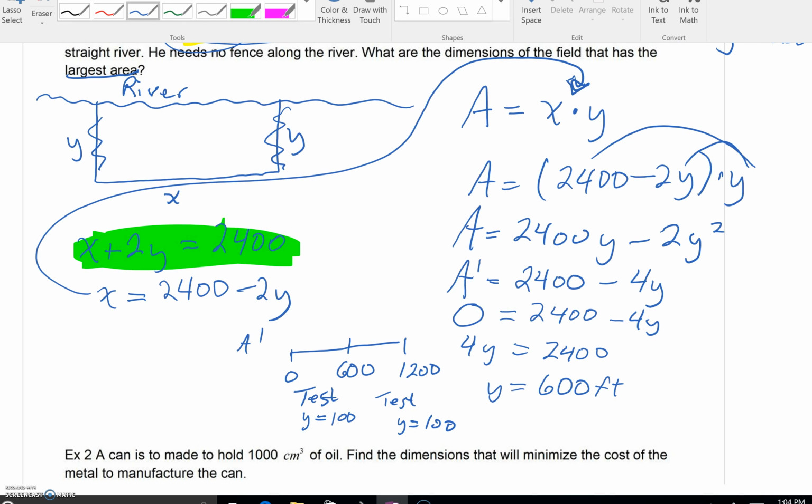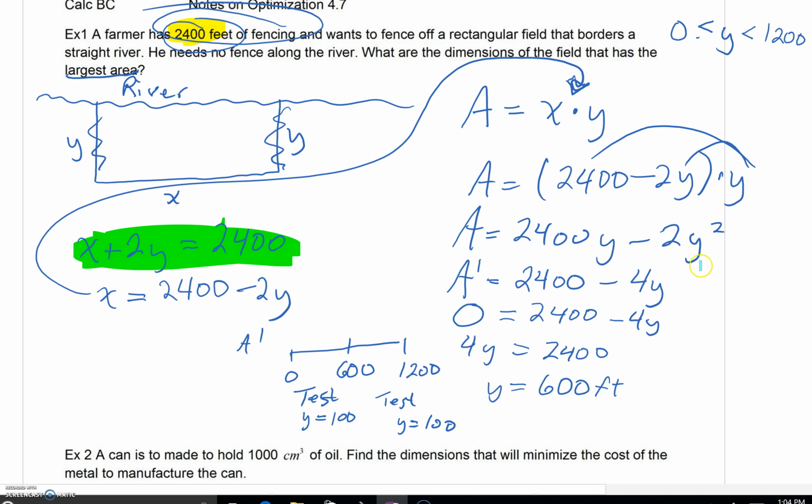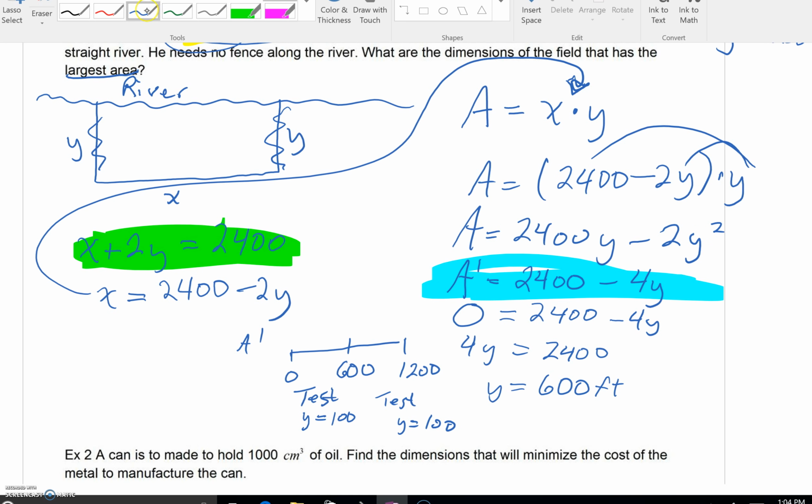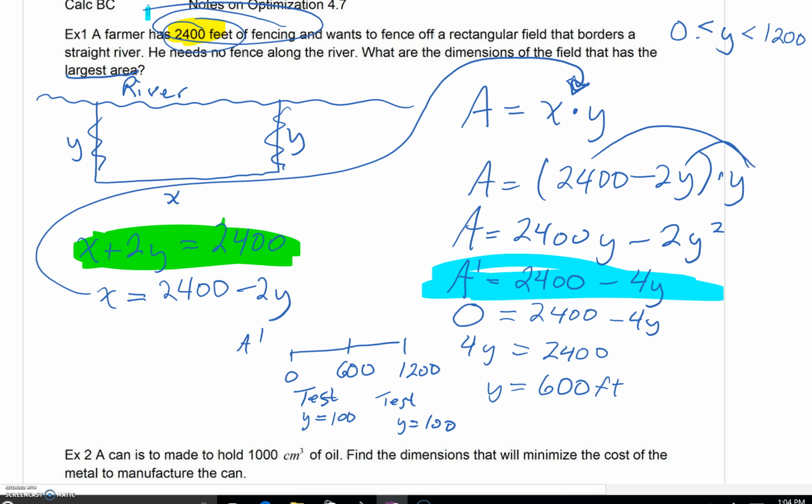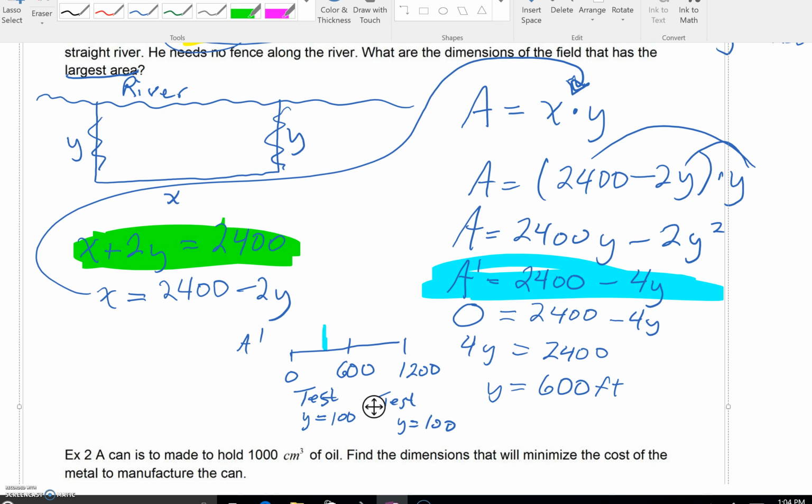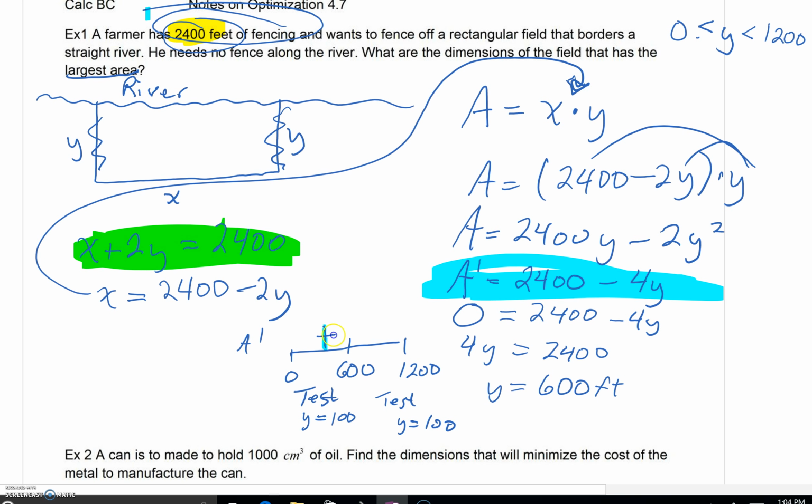Kids might say, well, gosh, where do I plug it in? Well, into the first derivative. It's the first derivative test. And if you're plugging that in, you plug in 100. Well, 4 times 100 is 400. 2,400 minus 400 is 2,000. That's positive. What do you know about your area function? It's going up. Right?